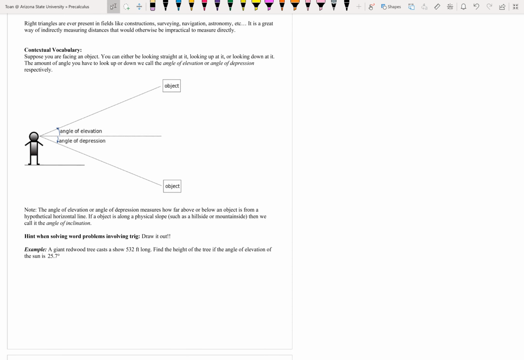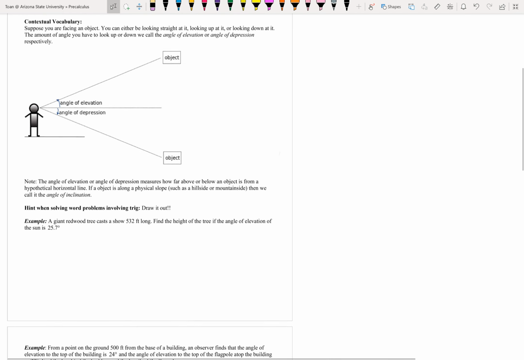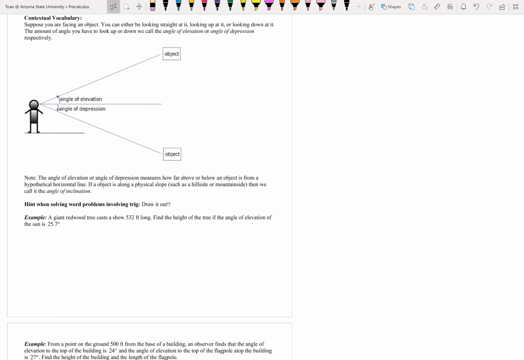Now, anytime I do word problems that involve real life stuff, geometrical shapes, circles, squares, triangles, whatnot, I always draw it out. So that's my hint to you. Draw it out. Let's take a look at this first example. Suppose a giant redwood tree casts a shadow 532 feet long. I want to find the height of the tree if the angle of elevation of the sun is 25.7 degrees. Now, I'm not an artist, so typically my drawings consist of dots and lines. So let's go ahead and draw this out.